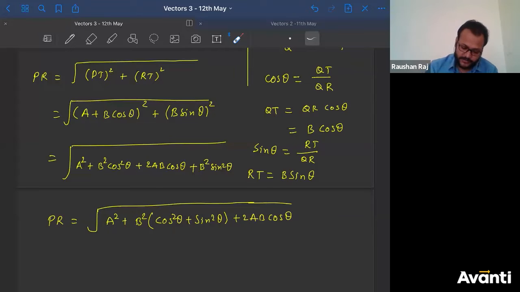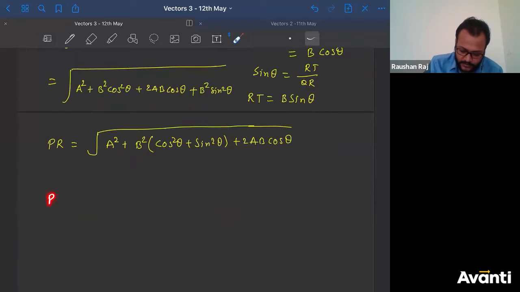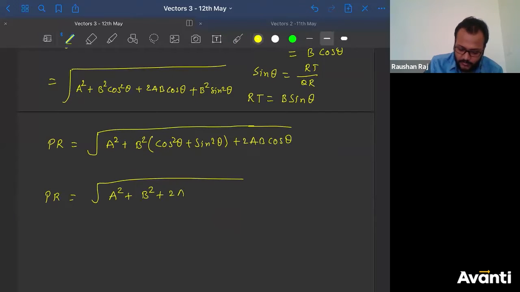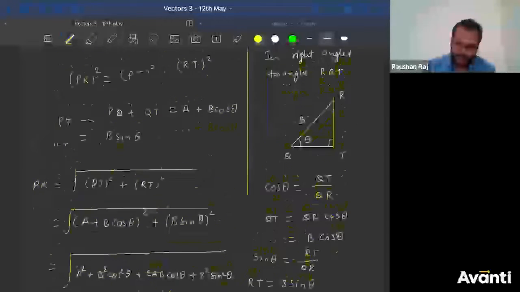That is 1. Okay, sir. So what is PR here? PR is nothing but square root of a square plus b square plus 2ab cos of theta, right? So this is the PR value. So length of PR is square root of a square plus b square plus 2ab cos theta. What is PR?